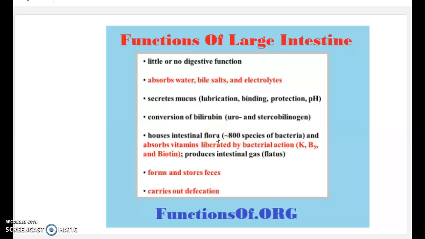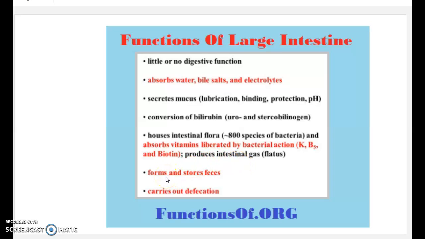And the next function: the large intestine is the house of intestinal flora. About 800 different kinds of bacteria reside in the large intestine. Some bacteria absorb the vitamins liberated by bacterial action, for example vitamin K, vitamin B, and biotin. Biotin is also known as B12. These vitamins are absorbed by the bacteria which reside in the large intestine. Plus the large intestine also produces intestinal gas, flatus.